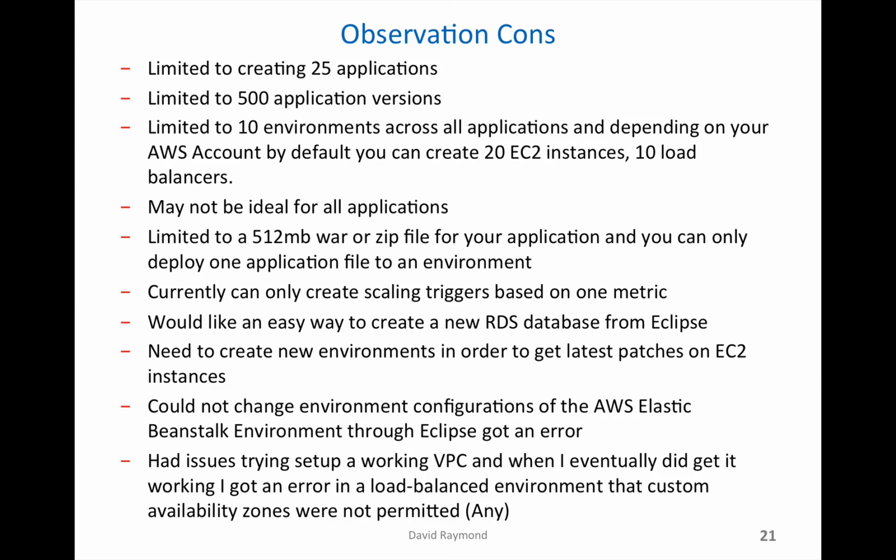I had issues trying to set up a working VPC, and when I eventually did get it working, I got an error in a load balanced environment that custom availability zones were not permitted. I did get a VPC, a virtual private cloud, working. I was able to deploy an application to it, and I tried to load balance the application. When I tried to make some changes once it was deployed into the VPC, I got a different error, that custom availability zones were not permitted in the VPC. This is a bug. I think that should have worked.